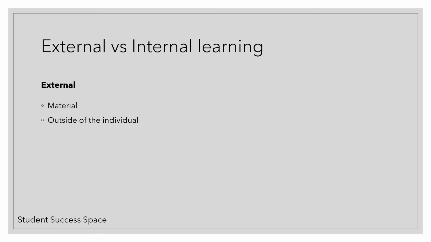So think about learning in a classroom or a training room at work. The information is coming to you from an outside source. The same concept applies to learning from a book. It's called external information or external learning.